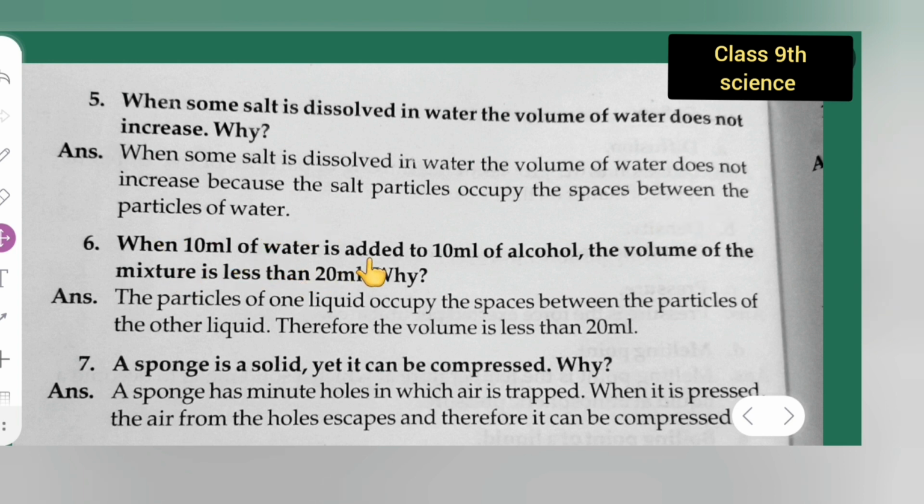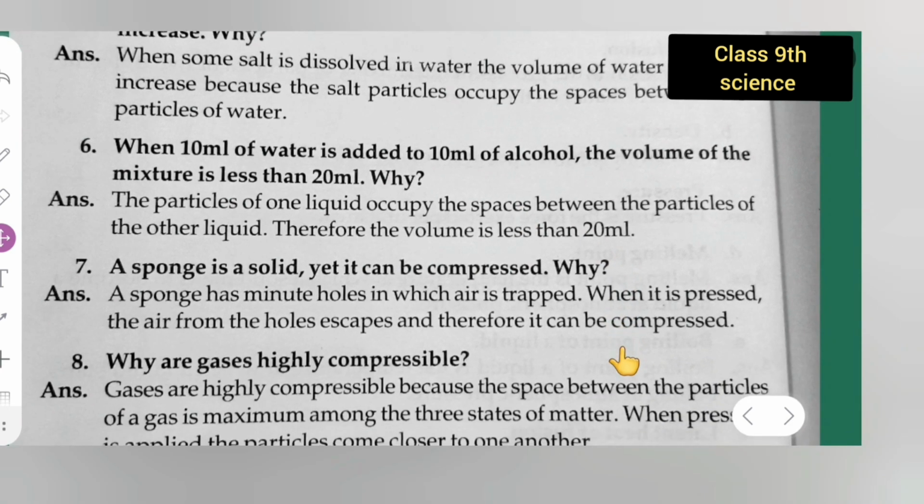When 10 ml of water is added to 10 ml of alcohol, the volume of the mixture is less than 20 ml. Why? The particles of one liquid occupy the spaces between the particles of the other liquid. Therefore, the volume is less than 20 ml.